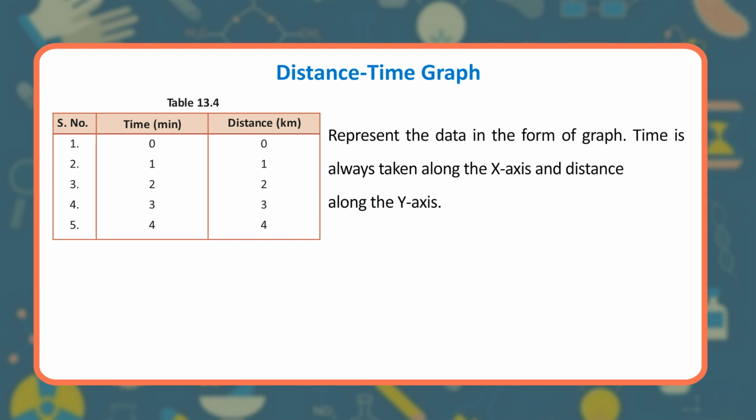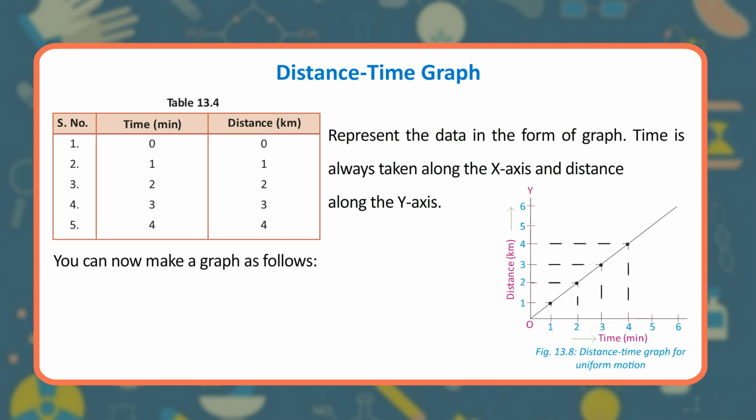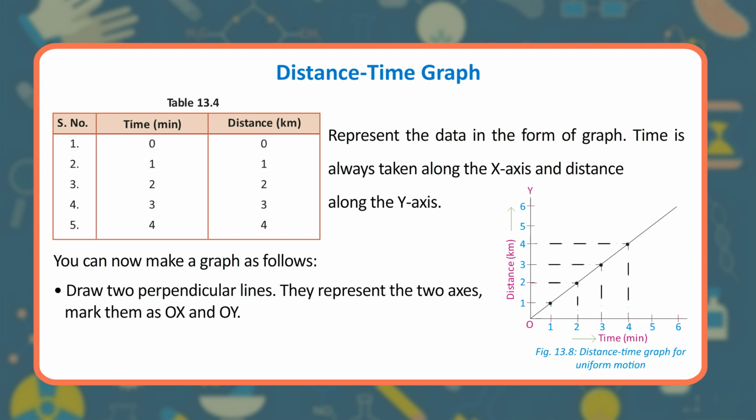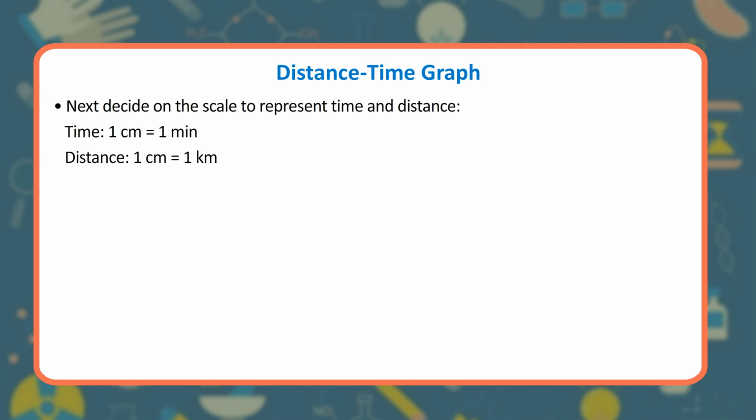Represent the data in the form of a graph. Time is always taken along the x-axis and distance along the y-axis. You can now make a graph as follows. Draw two perpendicular lines. They represent the two axes. Mark them as X and Y. Represent time along the x-axis and distance along the y-axis. Next, decide on the scale to represent time and distance. Time, 1 centimeter equals 1 minute. Distance, 1 centimeter equals 1 kilometer.